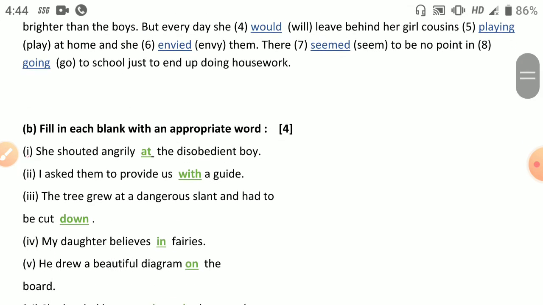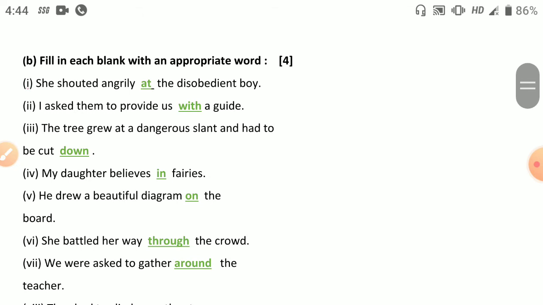So let's see one by one. The first one we have: she shouted angrily at the disobedient boy. Shouted at, realistic. I asked them to provide us with a guide so that the guide can accompany us, help us with a guide. The tree grew at a dangerous slant and had to be cut down. Cutting down the tree, that's a very common phrasal verb that we use. My sister believes in fairies. You're believing in something. He drew a beautiful diagram on the board. So you're drawing the diagram on the surface of the board, so that's why on the board.